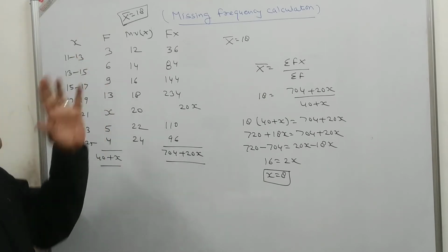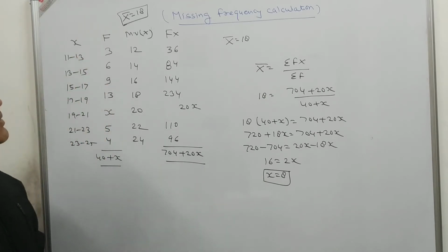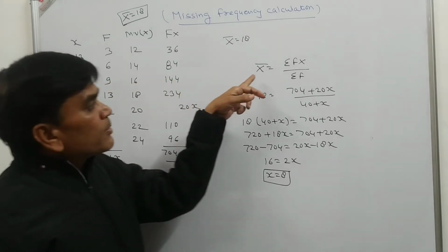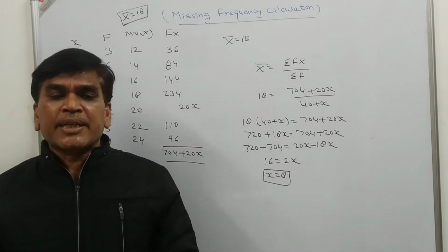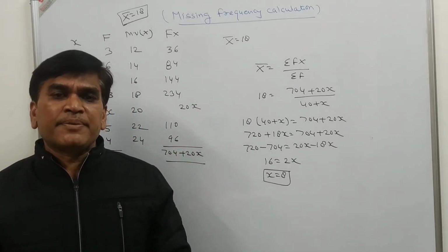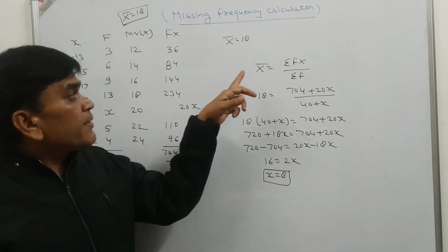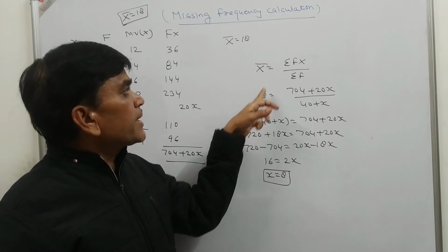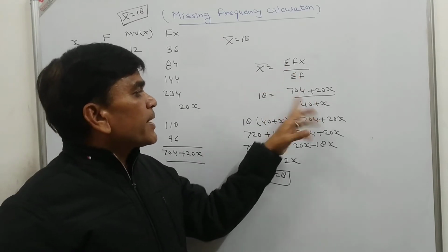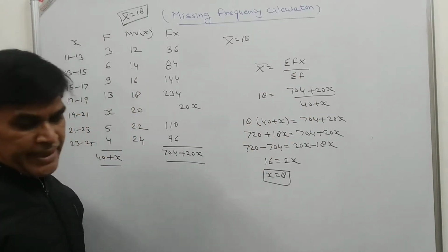So if the arithmetic mean is given, we can calculate the missing frequency by using this formula. We are just using the direct method of calculating the arithmetic mean. X bar is equal to sigma fx divided by sigma f. Then we put in the values of sigma f and sigma fx divided by this, and we get the answer.